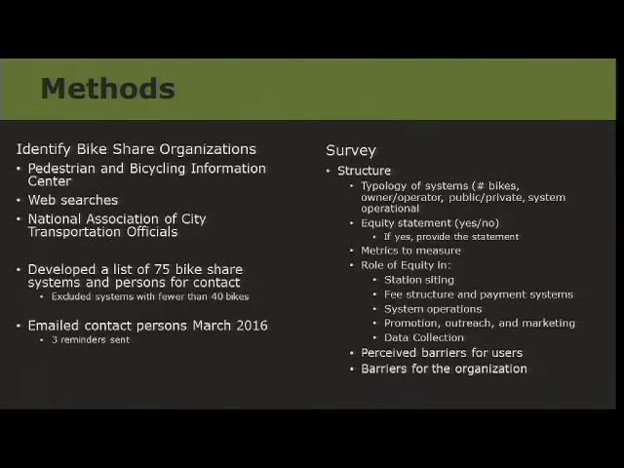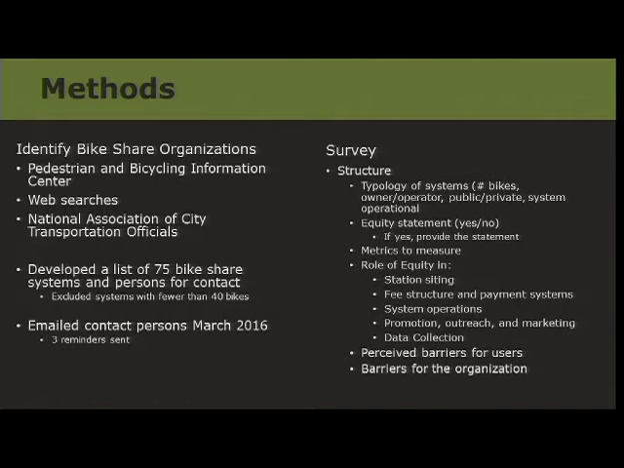To start off, we identified bike share organizations based on multiple lists and web searches. We ended up compiling a list of 75 bike share systems across the U.S., and we excluded systems that had 40 bikes or fewer. This takes care of cities that are just getting into this, or are serving very small or very specialized population segments. We emailed the contact persons on this list in March 2016 and sent them 3 reminders, and we ended up getting 55 responses. So we got a pretty good response rate from the 75 cities we sent the survey to.